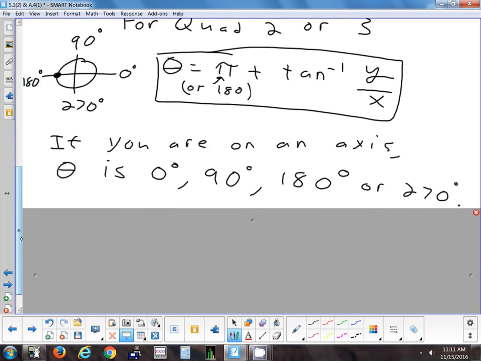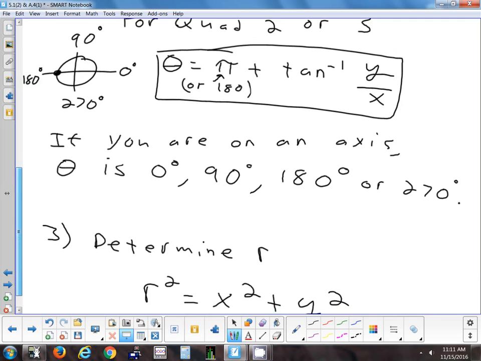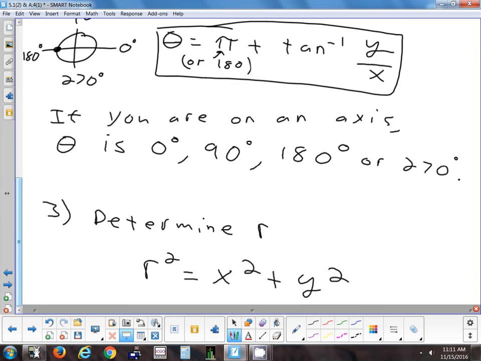Okay, so that's how you find your angle. And then you find r using this formula. Okay, we mentioned earlier what this formula really is, something we already know. What is this formula with just different letters? Yeah, it's just the Pythagorean Theorem. X squared plus y squared equals r squared. And that works in any quadrant. Doesn't matter. Quadrants 1, 2, 3, or 4.